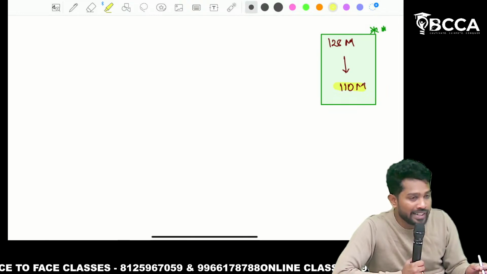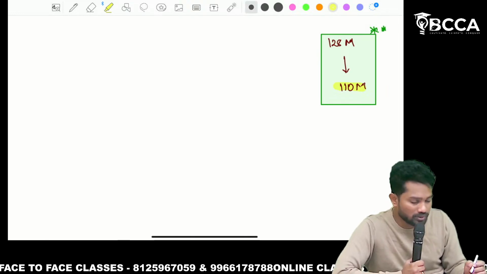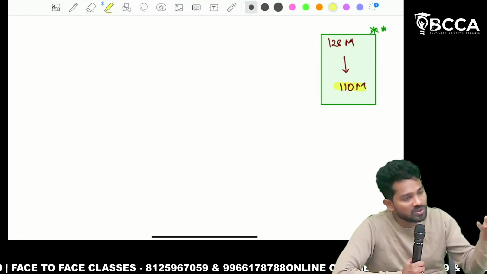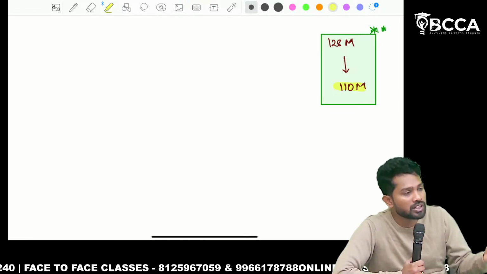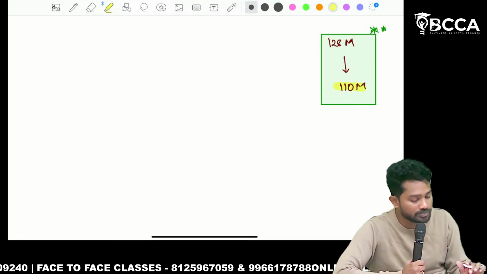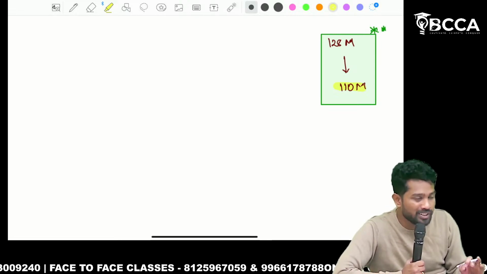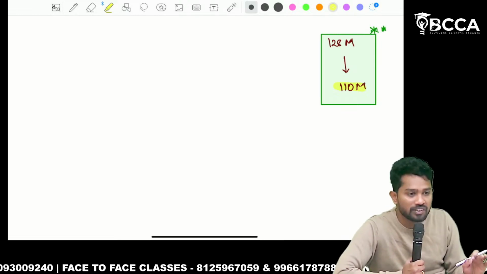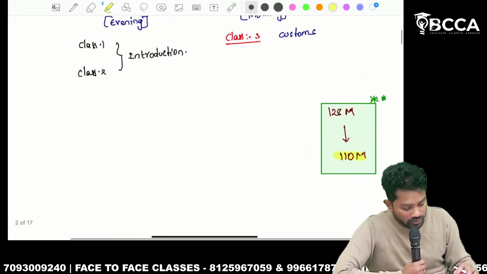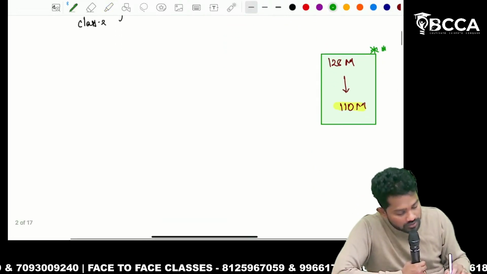For those 18 marks, there will be many other chapters. Even though I said 110, most times it will be 115, that is the weightage. So the other part will be left out in the fast track batch. Coming to customs.